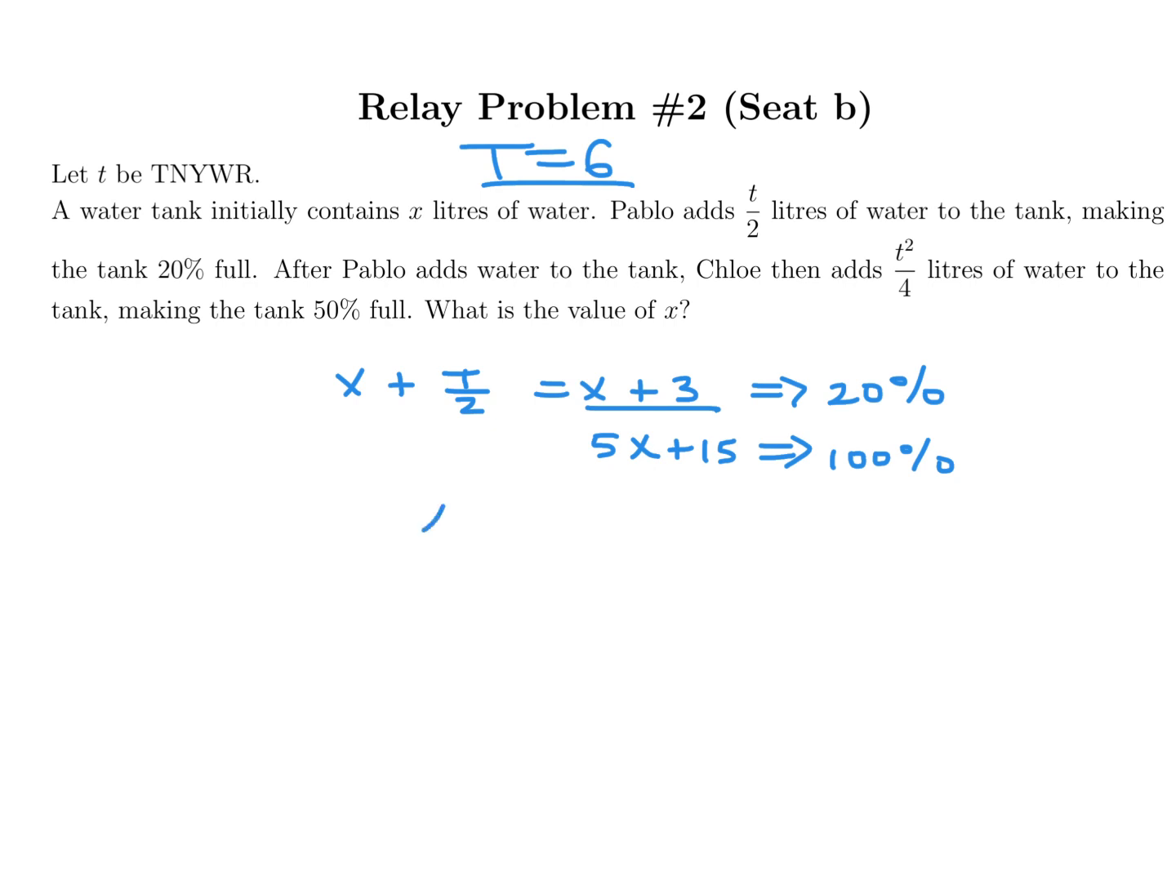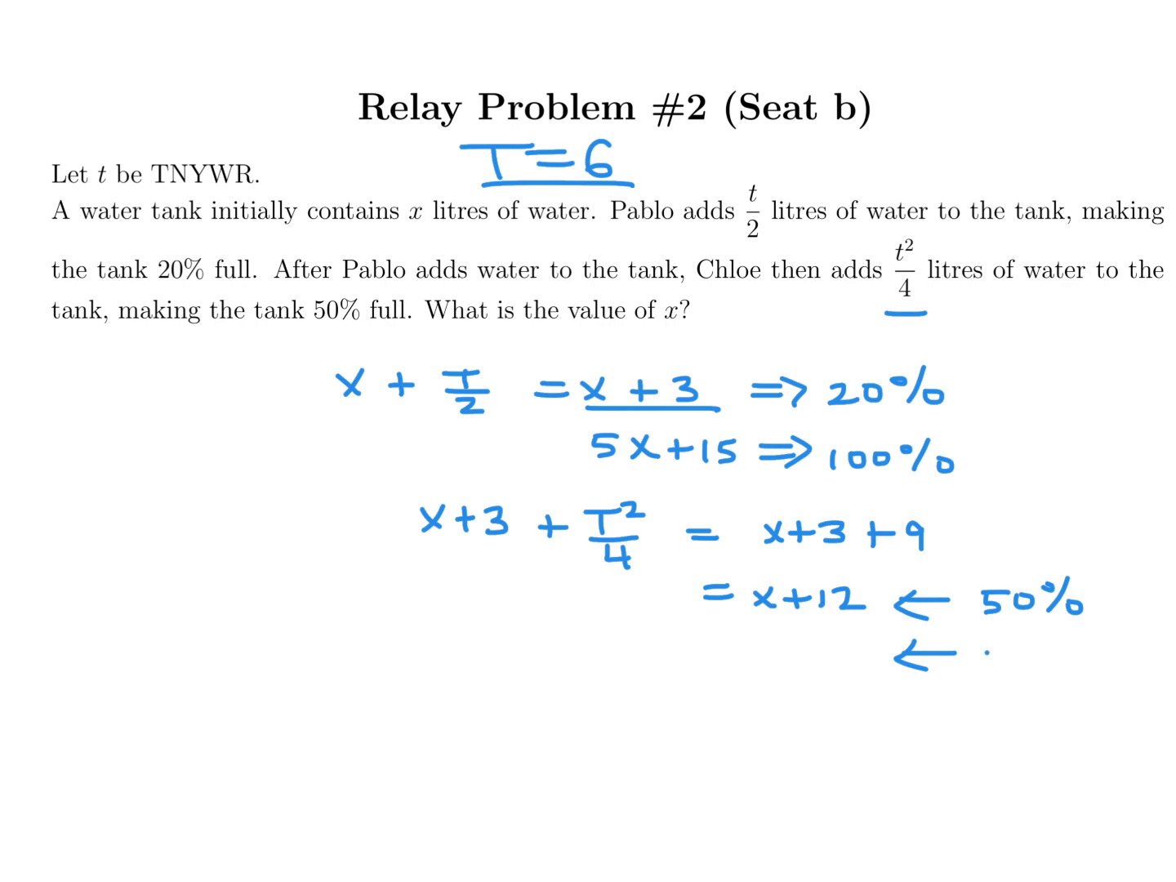And then what they're saying is that you take that x plus 3 and you add this t squared over 4. Now t is 6, so that's going to be x plus 3 plus t squared, which is 36. 36 divided by 4 will be 9. So that's x plus 12. And x plus 12, they're saying, represents 50%. So if I multiply both sides by 2, I'd get 100%, and that would be 2x plus 24.